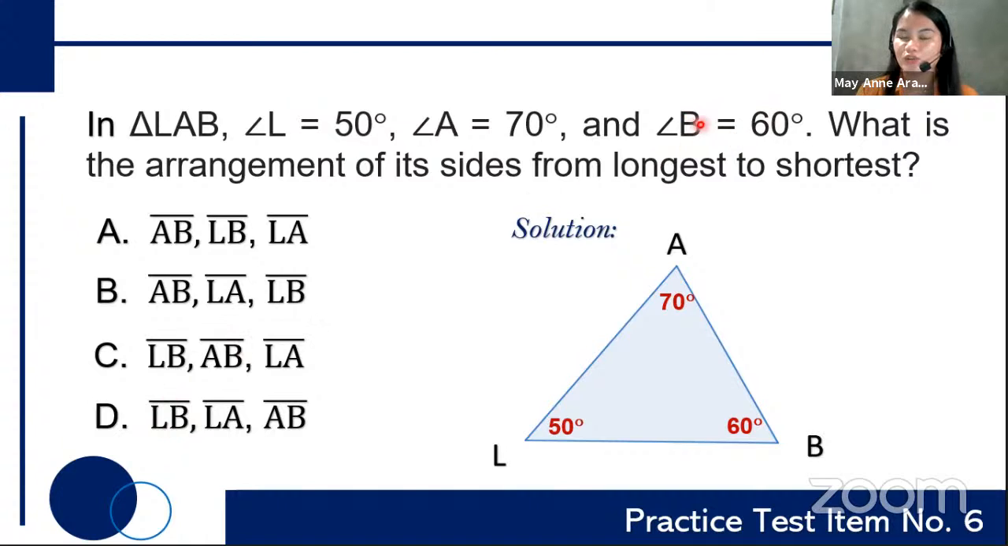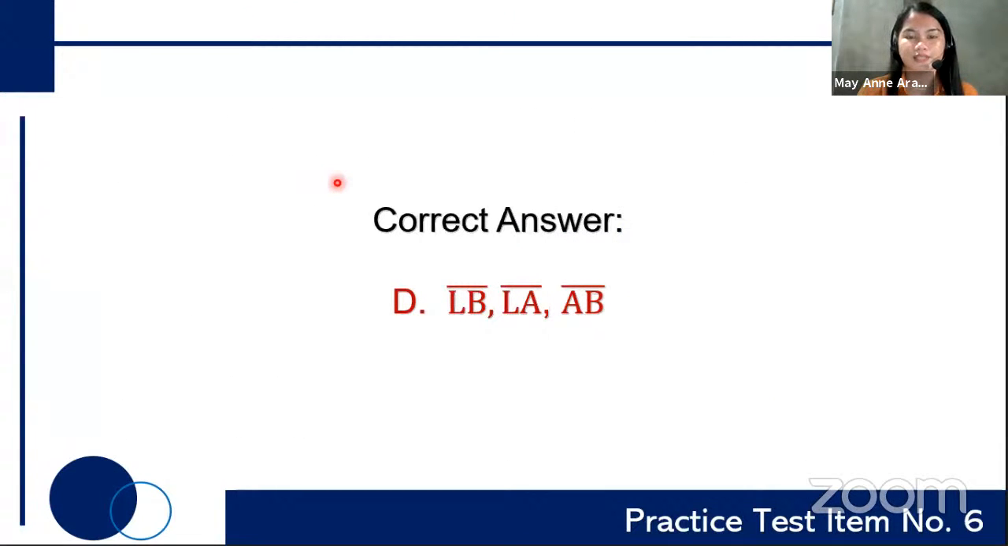Next, we have 60 degrees. So you have B. What are the other two letters? LA. So yun yung next. Last, we have AB, because angle L is 50 degrees. So what are the other two letters? AB. So that is how you arrange sides of a triangle given the measures of its angles. Ganun yung process. So pag shortest to longest, you will begin naman sa angle na smallest. So the answer is letter D.